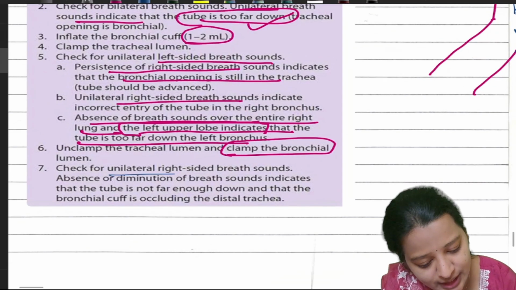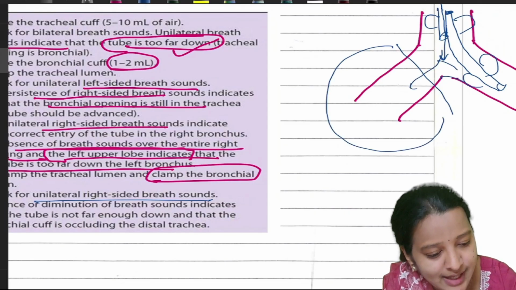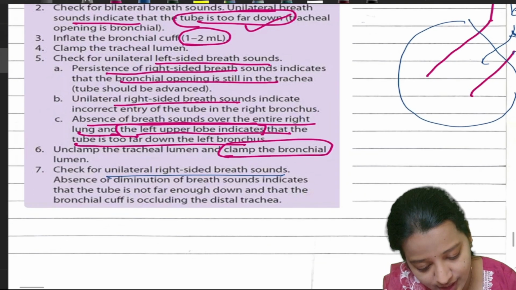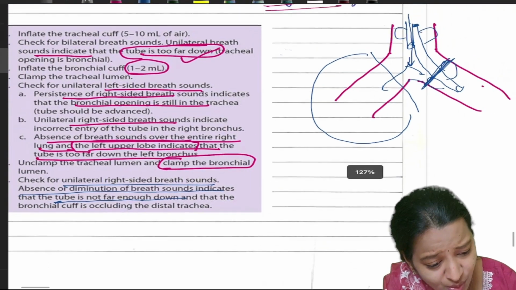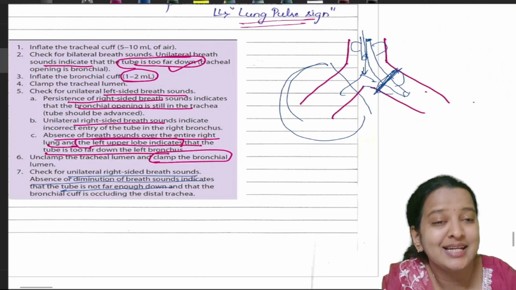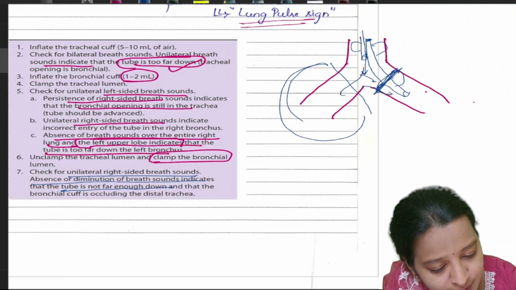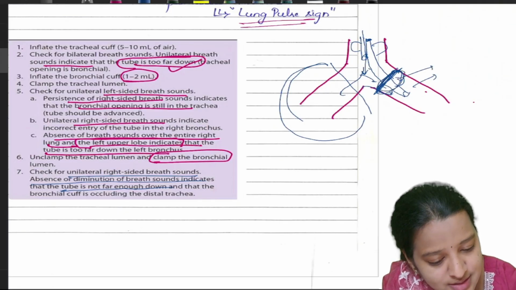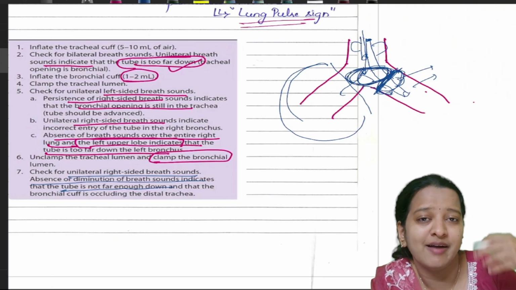What I have to hear? Check for unilateral right-sided breath sounds. I have to hear breath sounds only this side now, because the air is going like this and this side air is being obstructed by the bronchial cuff. Okay. Absence or decreased breath sounds indicates the tube is not far down and the bronchial cuff is occluding the distal trachea. So, actually, the breath sounds have to be heard here, but they are not being heard. That means either there is absence or decrease. That means this cuff has to be in the bronchus, but this cuff is here. That means the tube is a little far out.